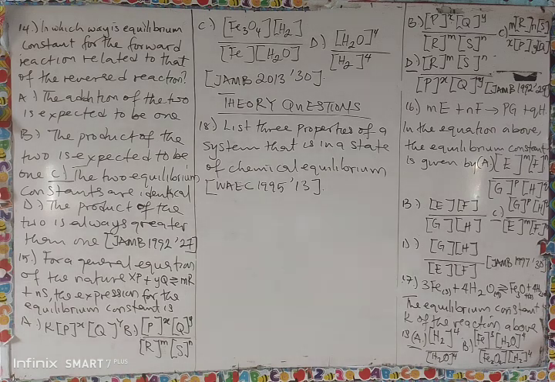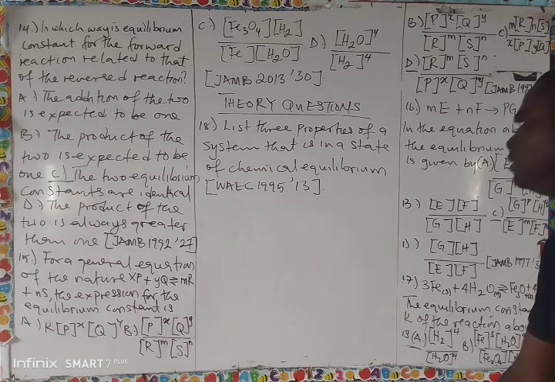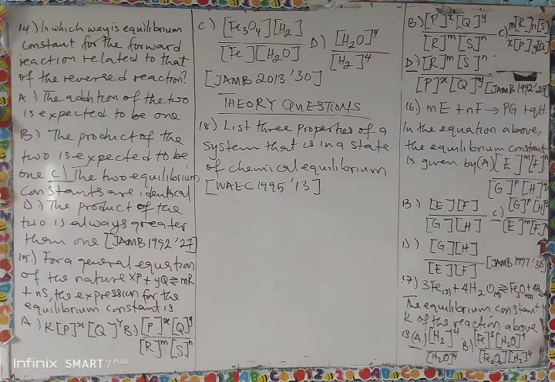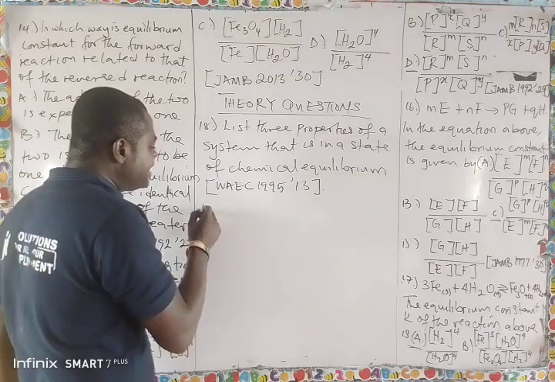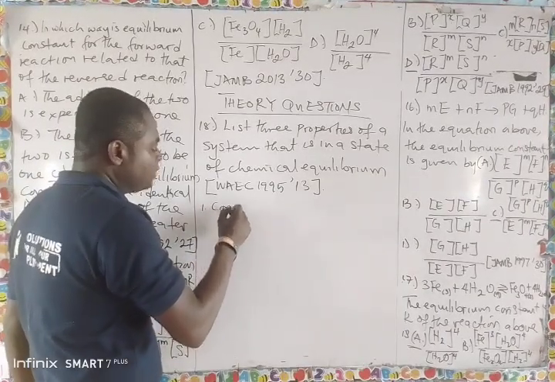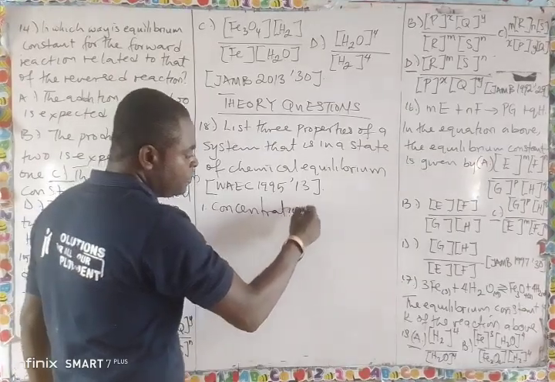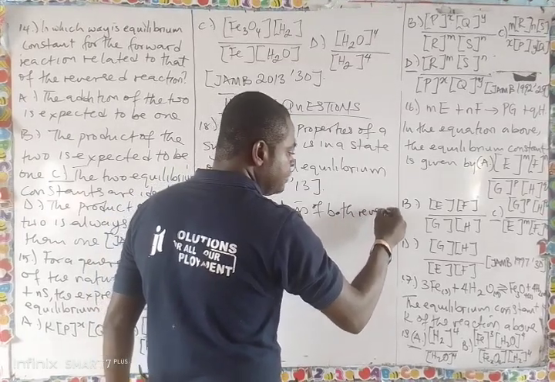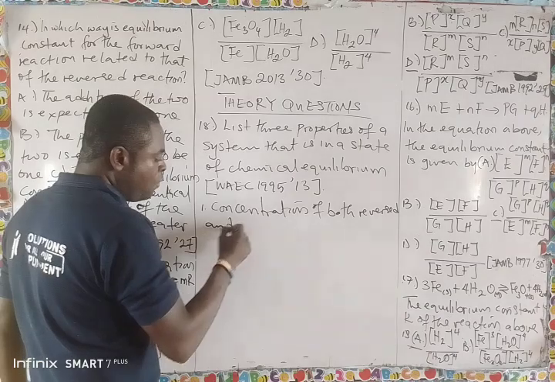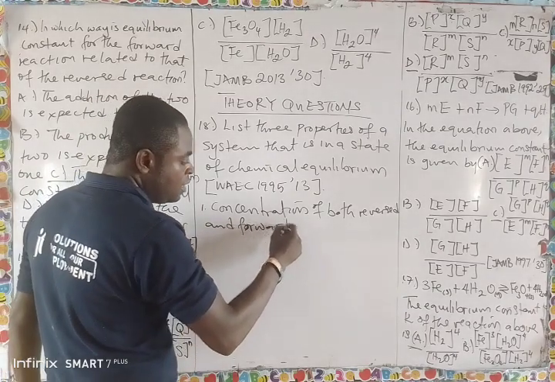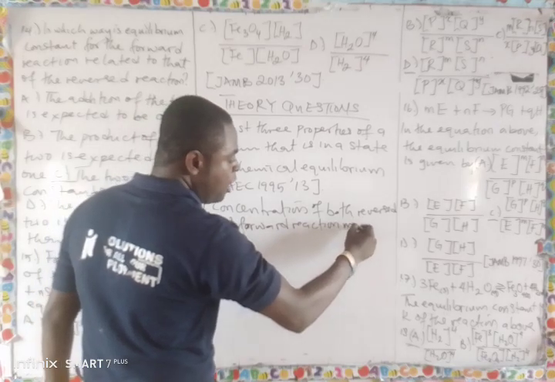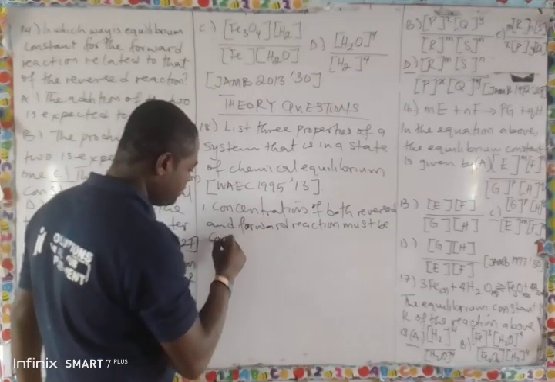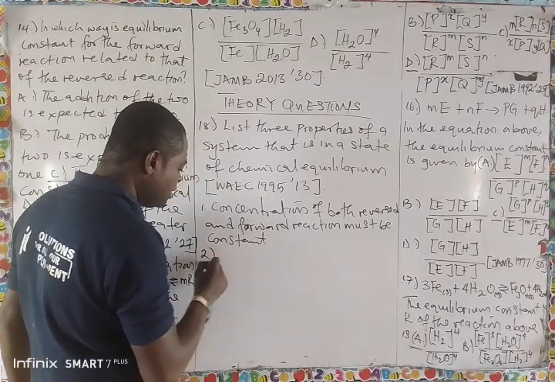Then the theory question says: list 3 properties of a system in a state of chemical equilibrium. I gave you how many properties? 8. But if they give you this theory, always know how to state it. Concentration of both reverse and forward reactions must be constant. That's how to state it too. Don't just say concentration. Must be constant.